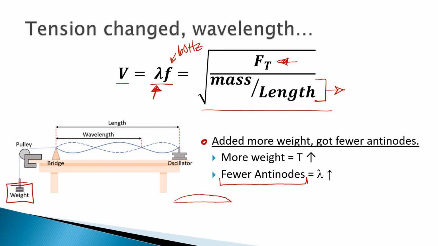If we have one antinode and it's 1 meter long, well, that means the wavelength is 2 meters. Notice we've only got half a wave. Well, in that same meter, if I have two antinodes, then my wavelength is 1 meter. So the fewer the antinodes, the greater the wavelength. So the greater the tension, the greater the wavelength.